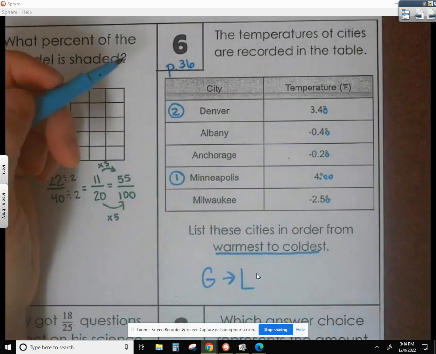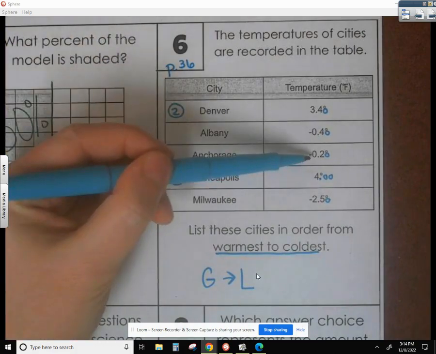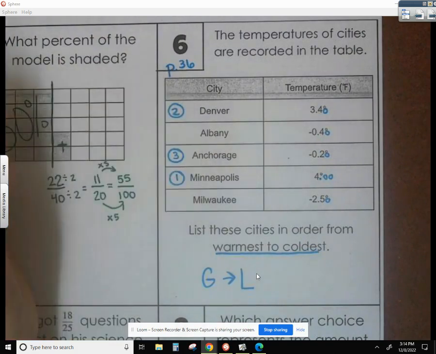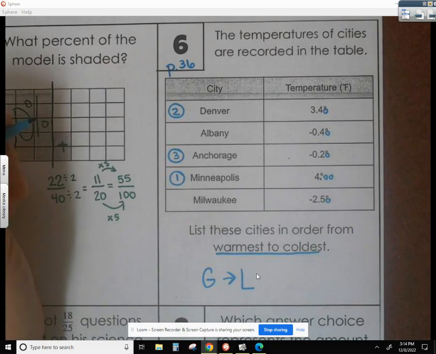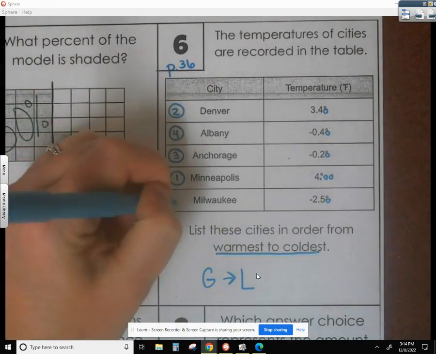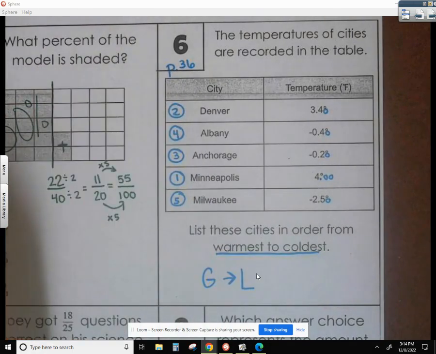Now again, think about your number line. If you're passing over the 0 into negative land, remember it's opposite over there, opposite world. So what you would come to first is negative 0.2. So Anchorage has the warmest temperature out of the negatives. Then as you travel left on that number line, you'd come to Albany. And then negative 2.5, or Milwaukee, that's going to be furthest to the left. Don't forget least is on the left. So that would be our order.